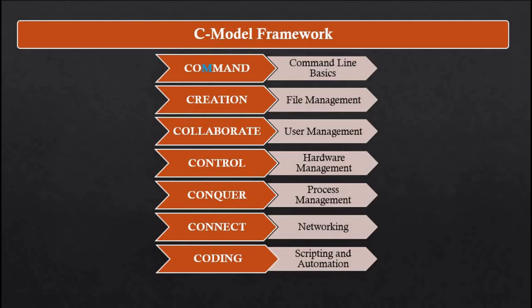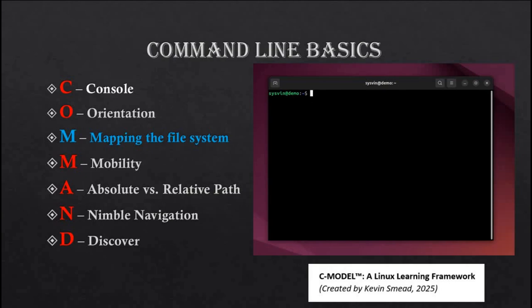We're now working through our first module, which is on Command Line Basics, and we're using the acronym COMMAND. We've covered the letter C for console and O for orientation. Now we're on the letter M. We'll use this map of the class at the beginning of each lesson to track our progress. The letter M stands for Mapping the File System.